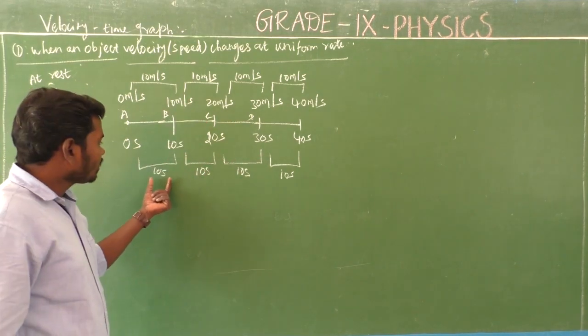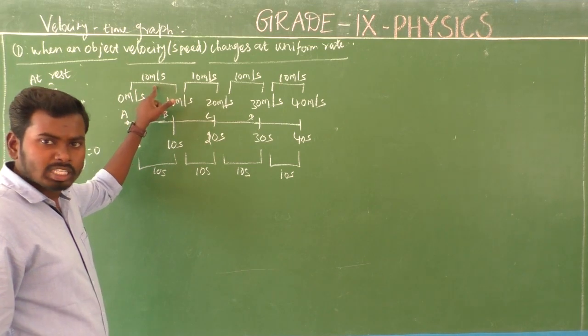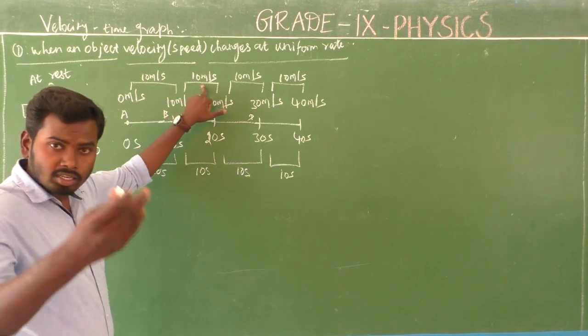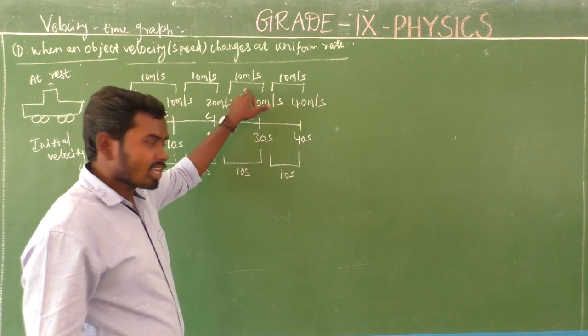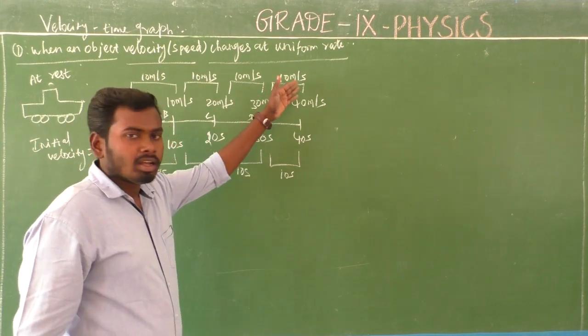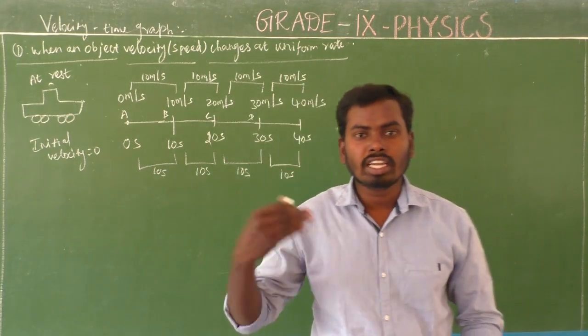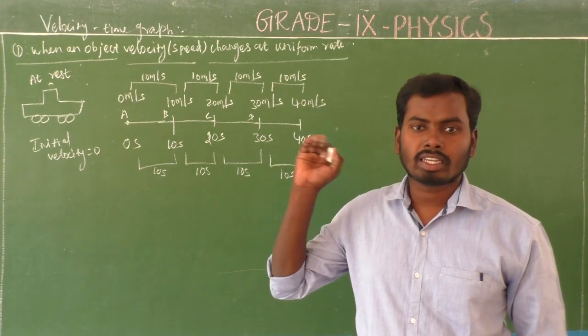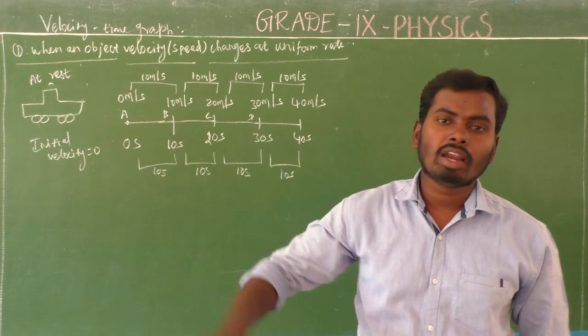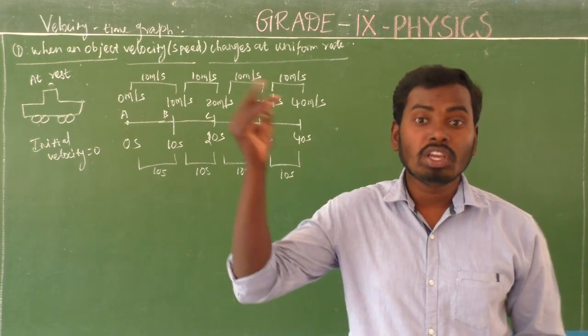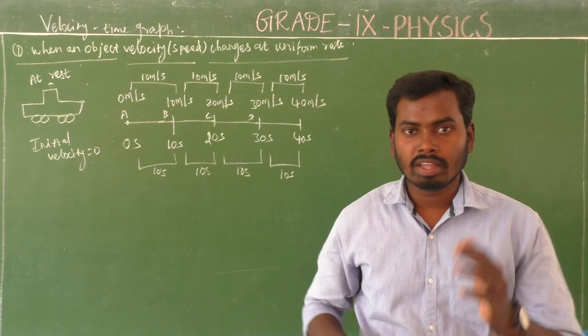Look here. In 10 seconds, the velocity of the object changes by 10 meters per second. Next 10 seconds, next 10 meters per second. Next 10 seconds, next 10 meters per second. Next 10 seconds, 10 meters per second. So the velocity of the car changes by equal amounts in equal intervals of time, so we can say the object moves with a uniform velocity. Note this point. Uniform velocity, very easy one.